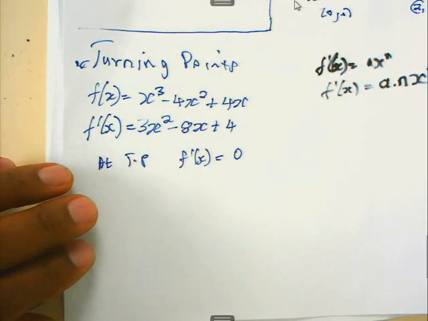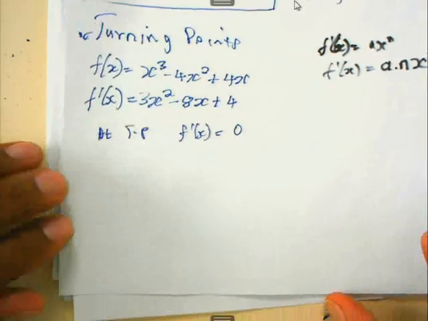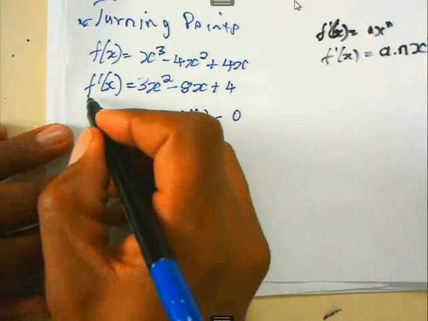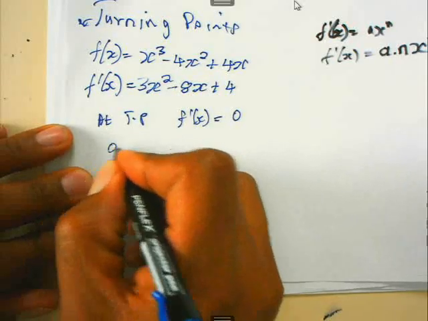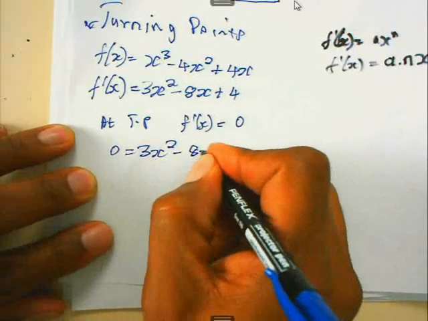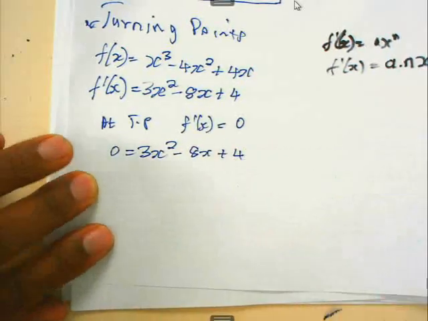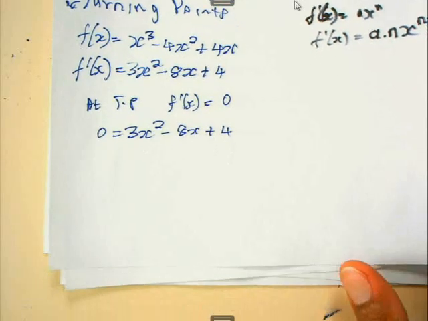The gradient at the turning point is equal to 0. Good. Now it means we must equate the derivative to what? To 0. Then we'll have 0 is equal to 3x squared minus 8x plus 4.